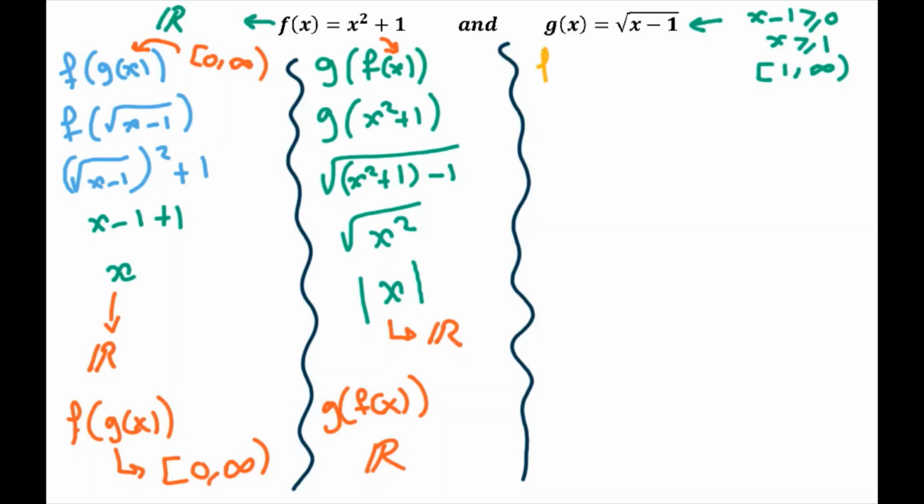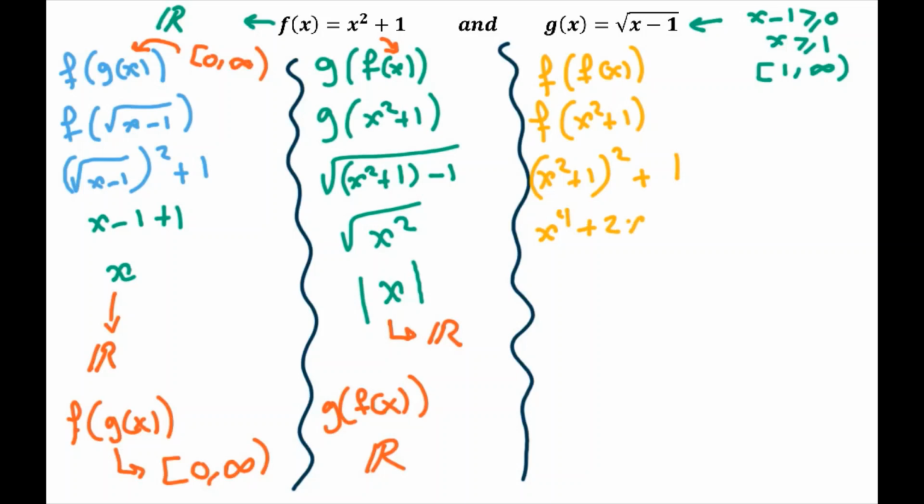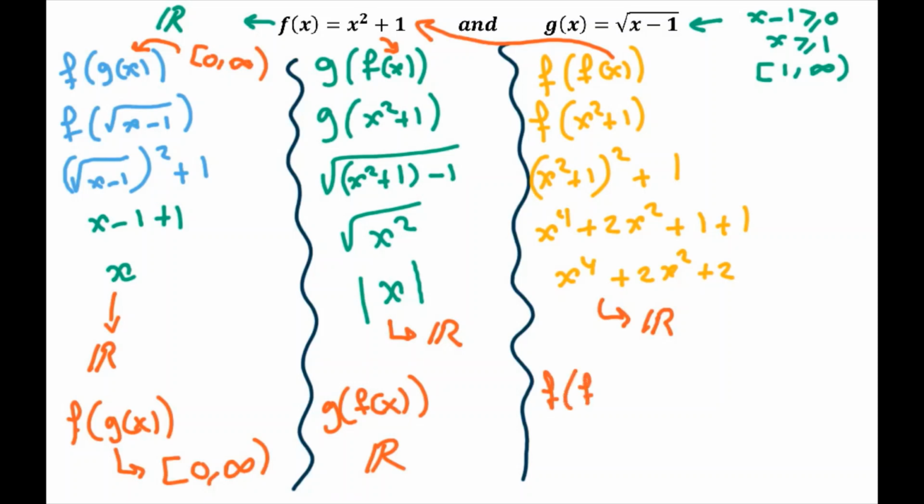Then f of f(x), f of x squared plus 1, and again x squared plus 1, squared, plus 1. That's going to be x to the power of 4 plus 2x squared plus 1 plus 1. One more time, the domain of this is all real numbers. The domain of f(x) is all real numbers, so the domain of f of f(x) will also be all real numbers.